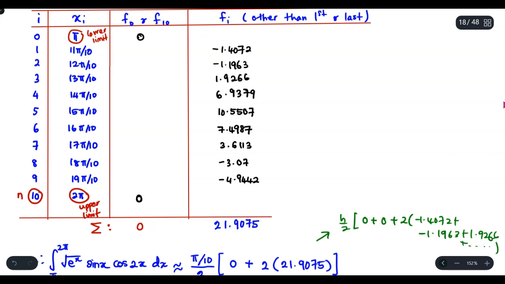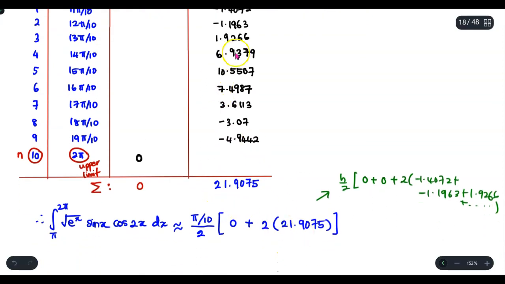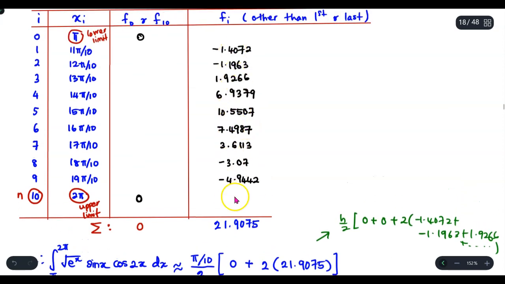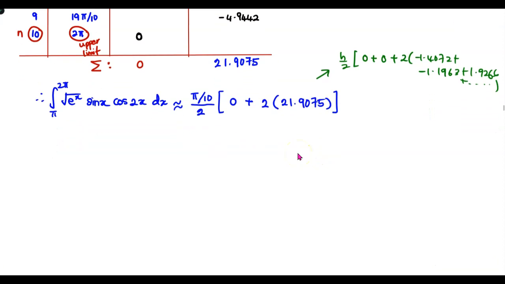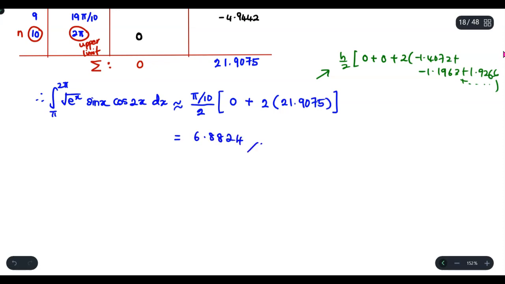The tendency to make mistakes is bigger here compared to this way. So I would suggest for you to get the summation value of this column first, and then put only one whole value here in your trapezoidal formula. All right, and then the rest is just to simplify. So the final answer should be 6.8824.